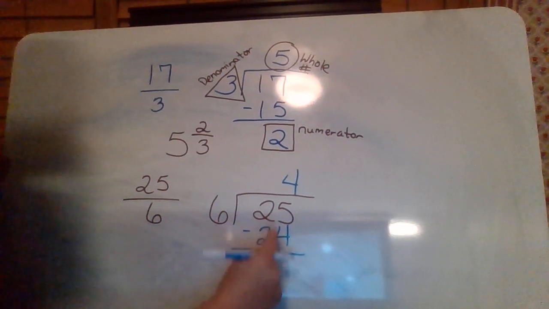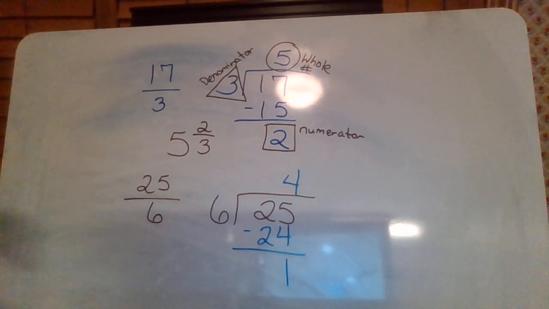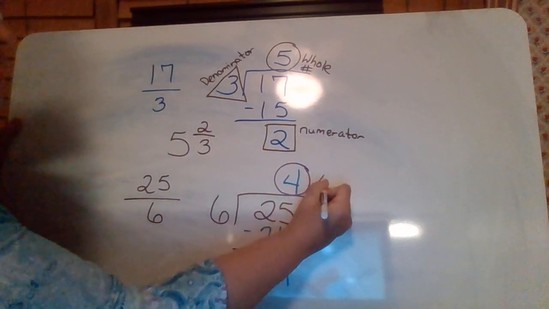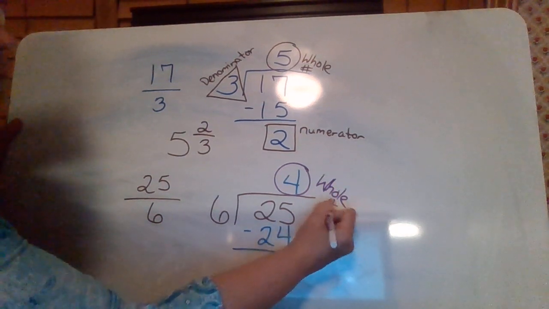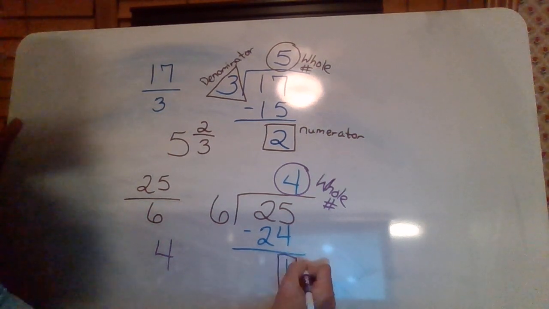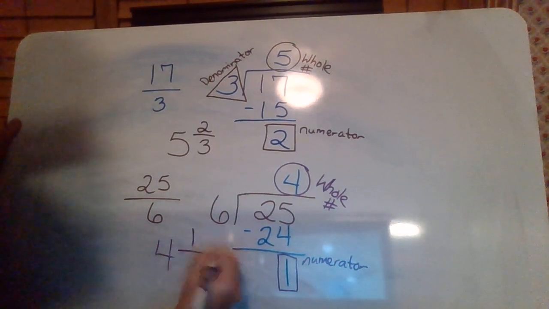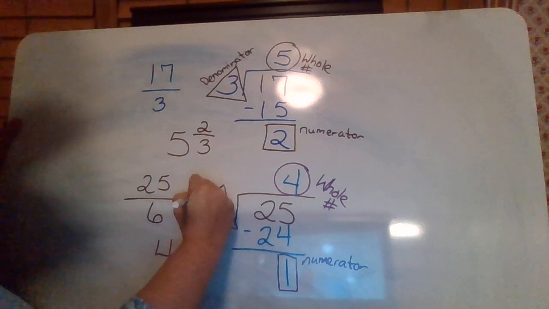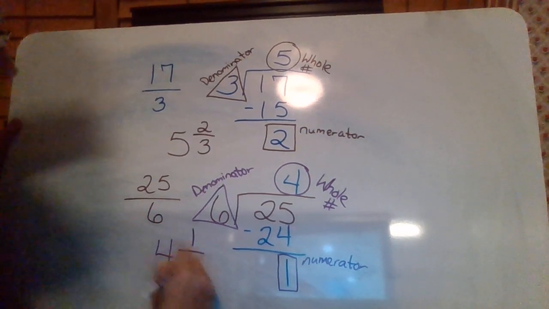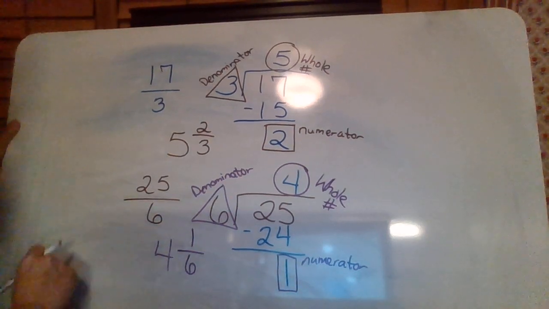25 minus 24 is 1. All right. So I've got my whole number right here. So I've got 4. I've got my numerator right here. And I've got my denominator right here. So 25 over 6 is the same thing as 4 1/6.